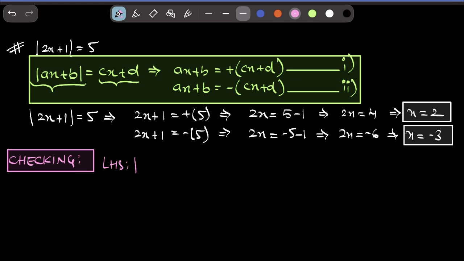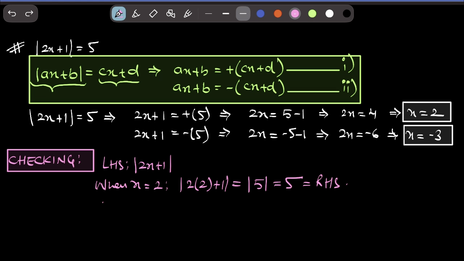So LHS is mod of 2x plus 1, and I am talking when x is 2. So when x is kept equals to 2, I will write 2 times 2 plus 1. That gives me mod of 5, and modulus of 5 is actually 5. So therefore we can say that x is equals to 2 is the solution.